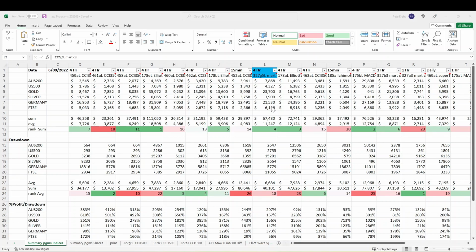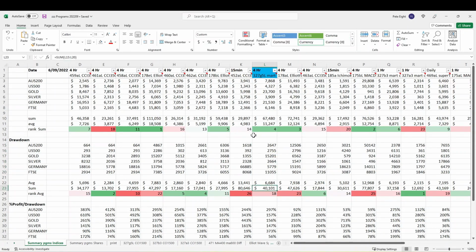Obviously, the more often you do it in terms of the smaller time frames, the quicker the profits or the revenue comes in. So here you can see we've tested against these indices: the Aussie, the US, gold, silver, Germany, and the FTSE, and then the respective revenues made from each of those over that period. So I made a total of 67,480 in terms of revenue. The drawdowns for the same, you can see there, and that was a total of 40,000.